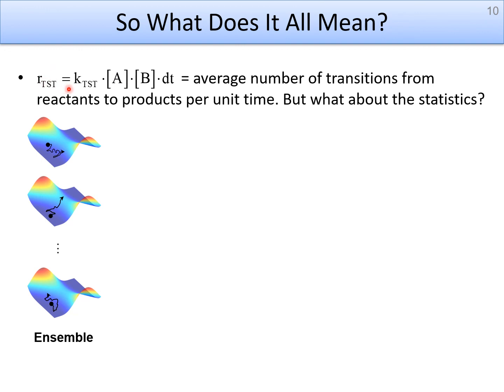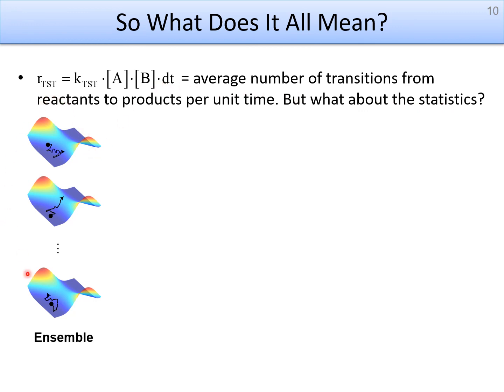So what does it all mean and why is it useful? We have derived this k, the rate constant of the reaction, using transition state theory approximations. So the rate with which we transition from reactants to products per unit time is equal to this expression over here. Now, what about the statistics of these transitions?